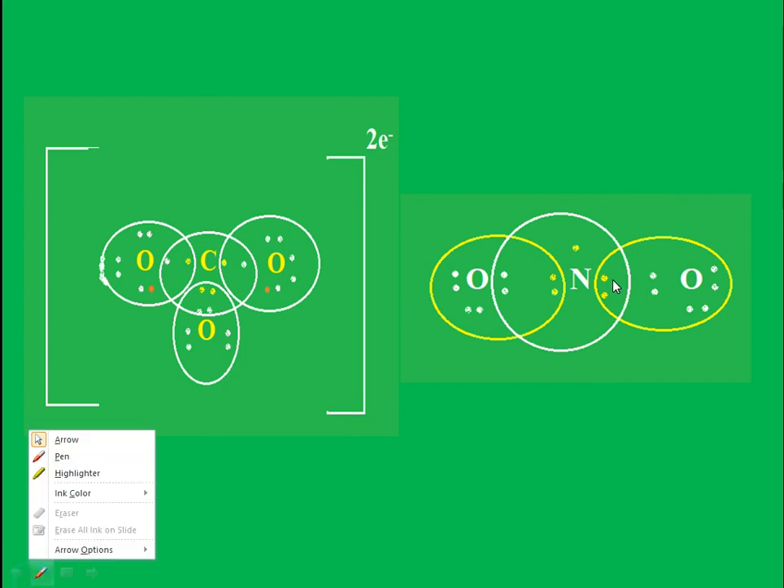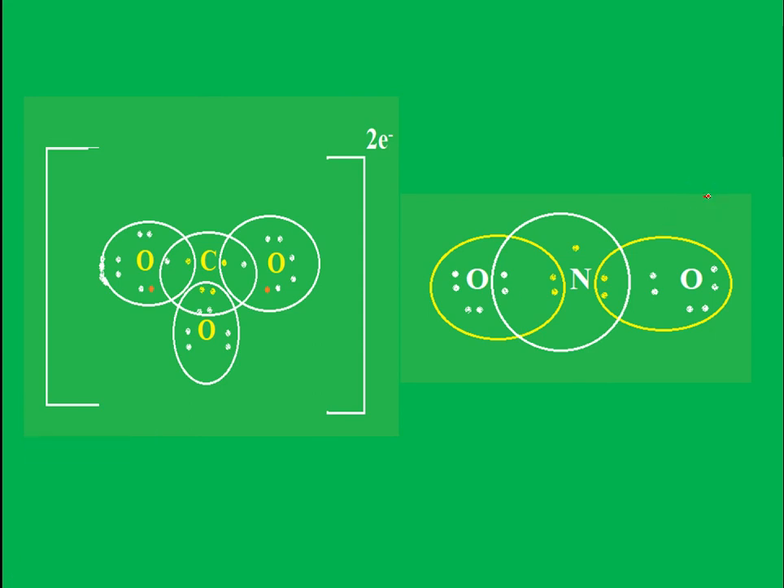Yes, there is a correction. You can write here -1. You have to draw it in such a manner. This -1 represents that there is one extra electron here, gained by the nitrogen.